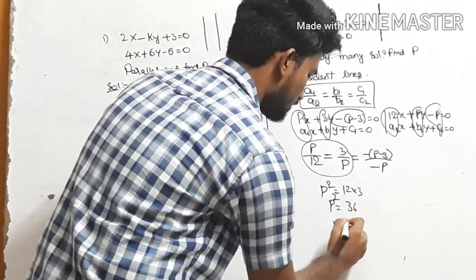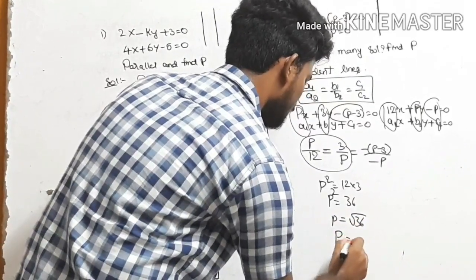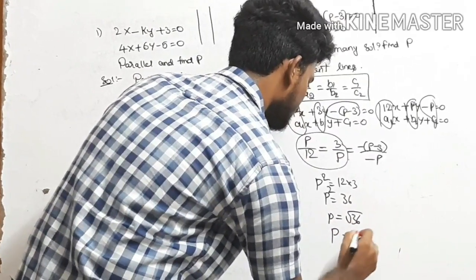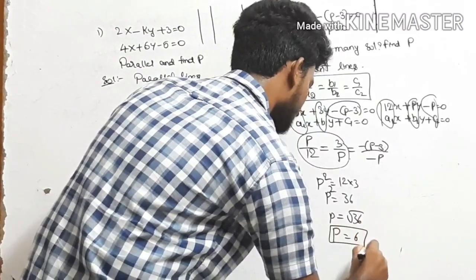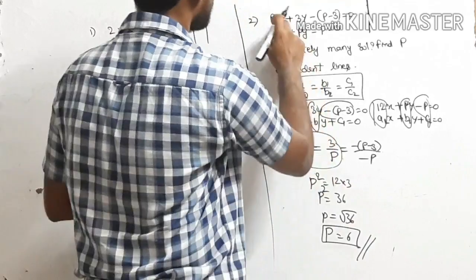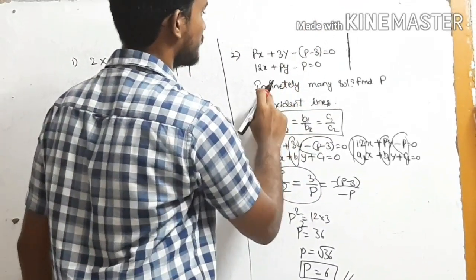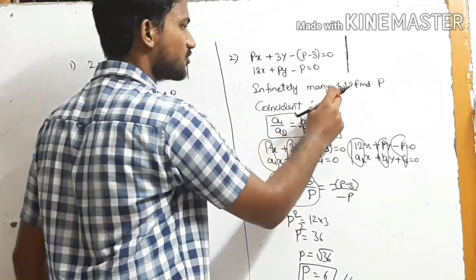If the square goes to that side, then it forms p equals root 36, which is 6. By keeping 6 in these values, these two lines form infinitely many solutions.